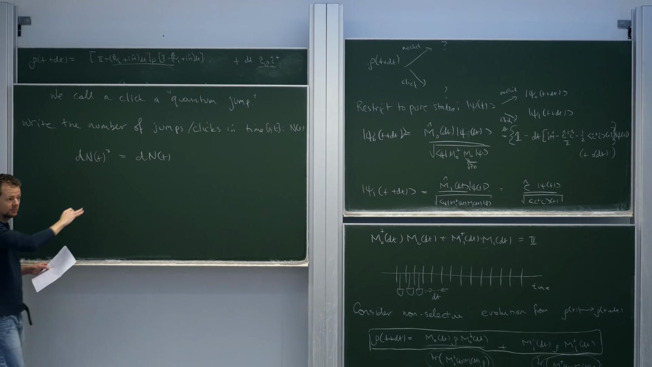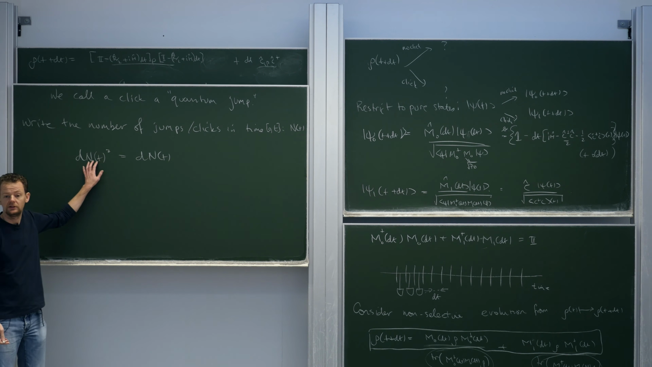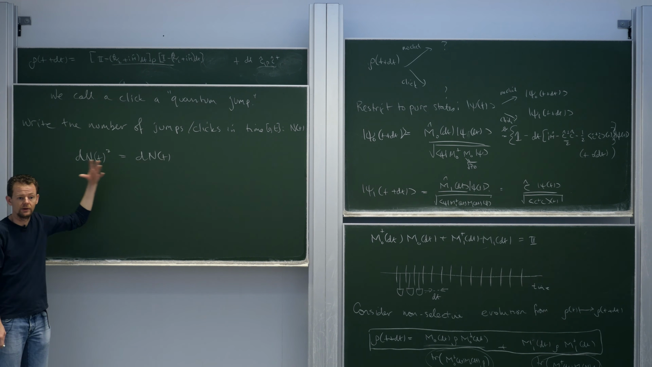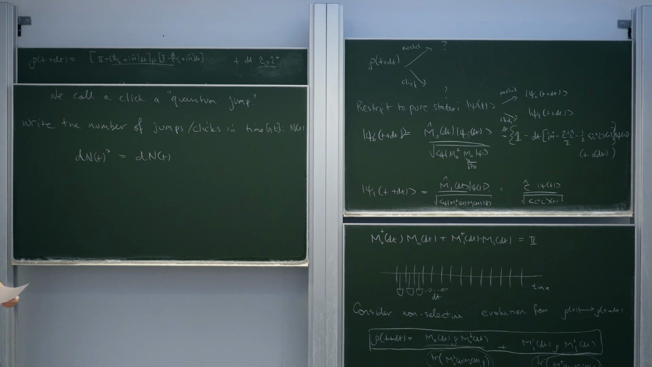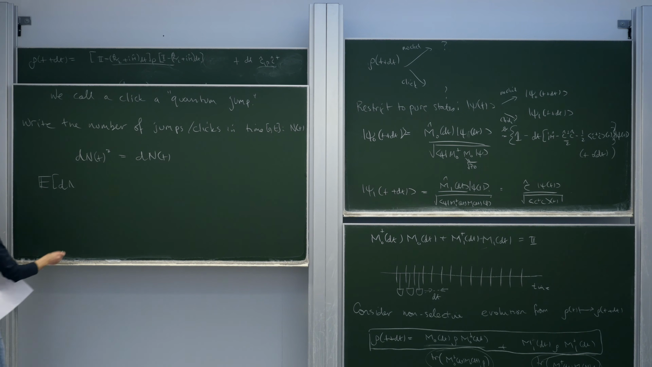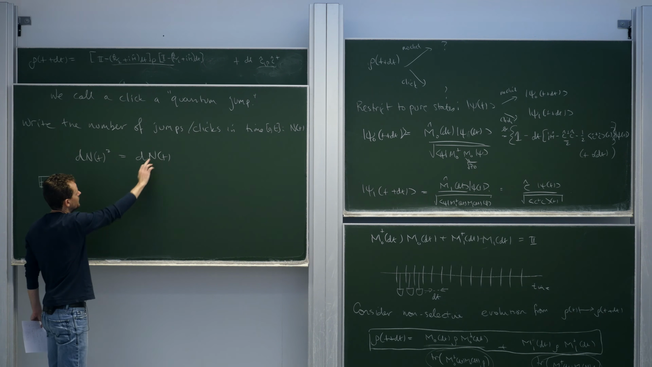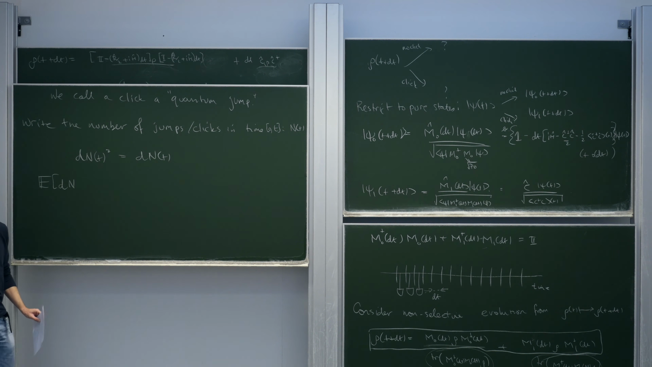Now this is a random variable, right? Depending on the history, this dn of t will be a different thing depending on the measurement record. So we can talk about how it behaves on average as time passes. If we average over all our measurement records, repeat the experiment very many times, how does dn behave? How does this expected value of the number of jumps in a small time window behave?